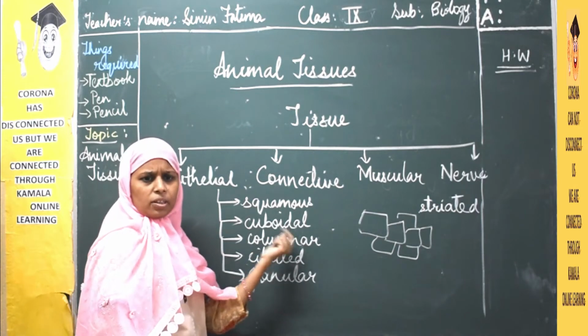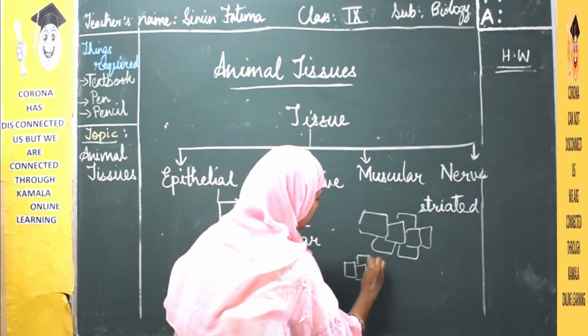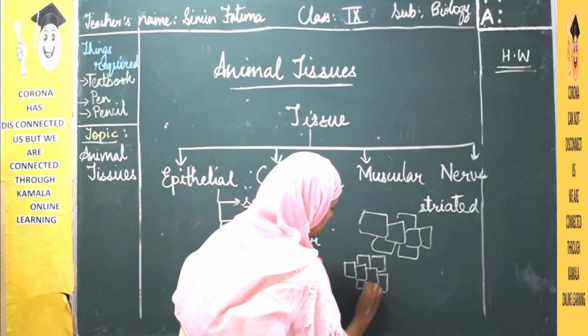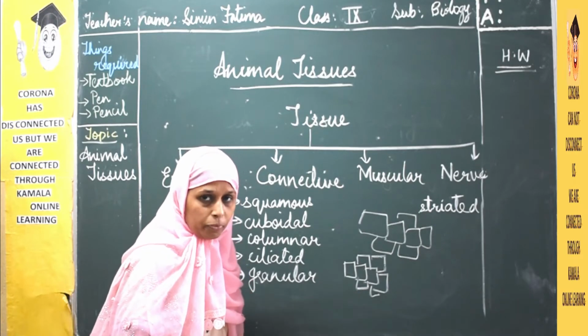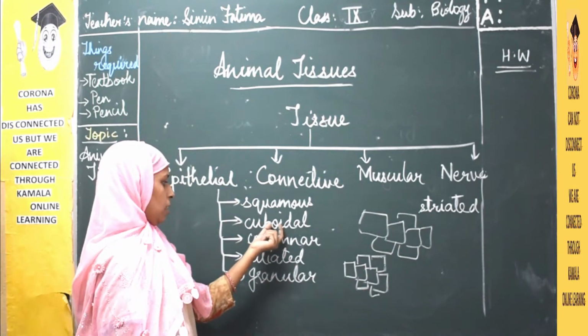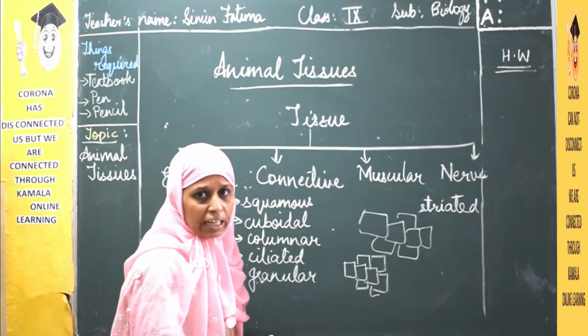Okay. Now next one is the cuboidal. From the name itself, it is very clear that it will be in the form of a cube shape. Okay. Here we can see only the upper cube. You cannot see the 3D dimension. Okay. So it will be cuboidal with a cube shaped structure. Now again, this will also form a layer.